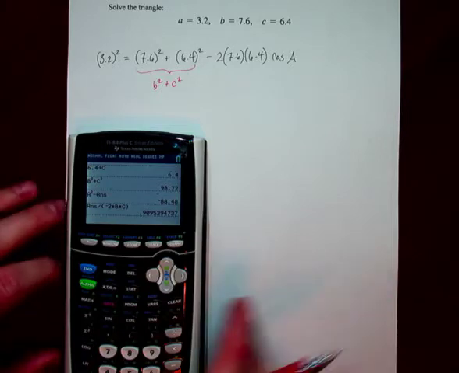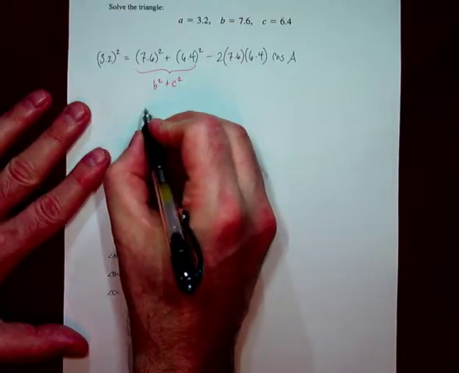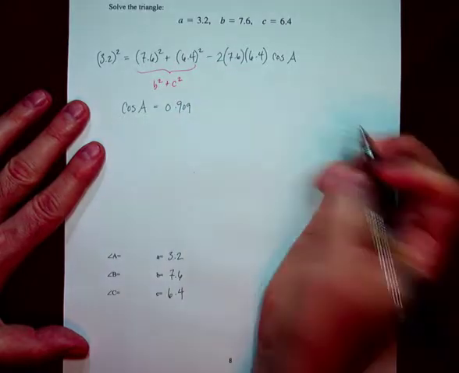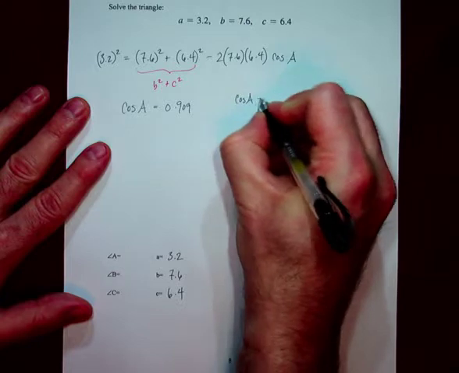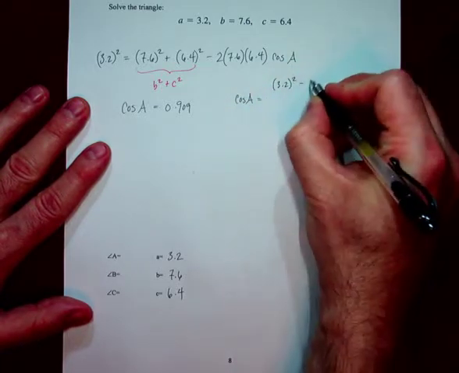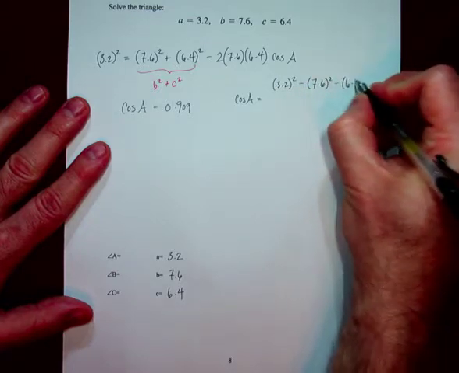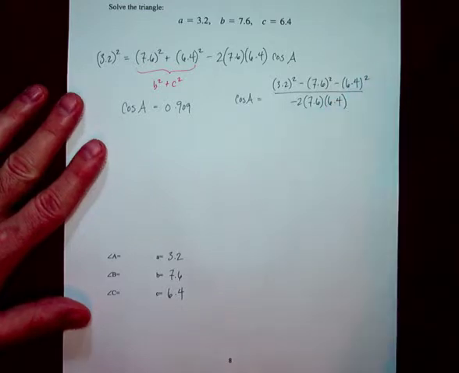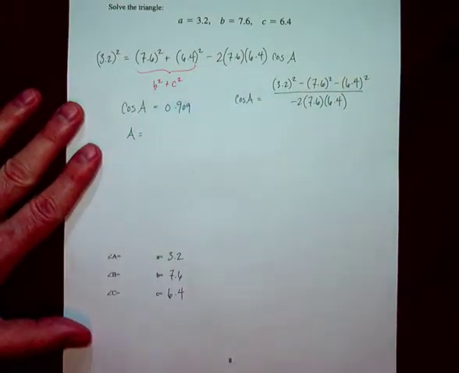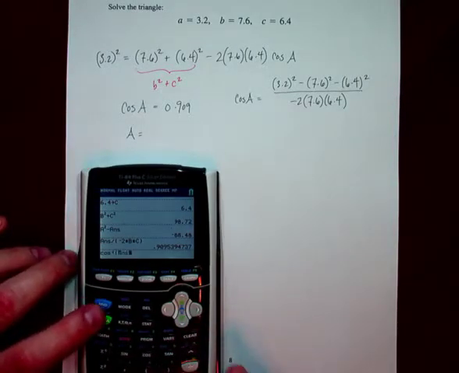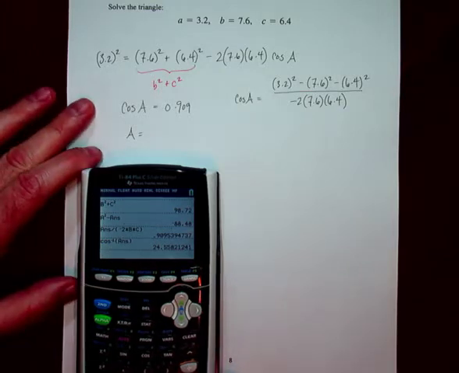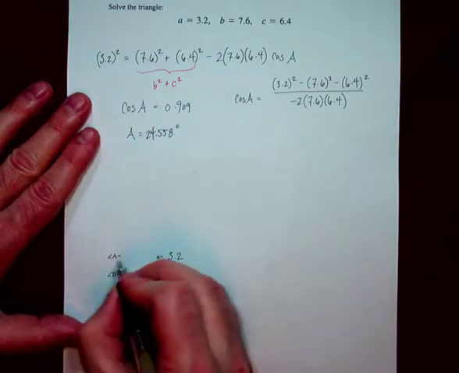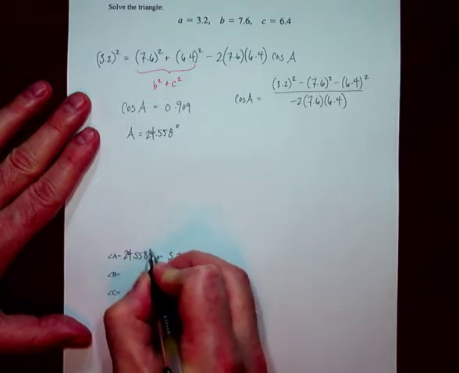And what I get is 0.909. Now that's important because that is what is going to be equal to cosine A, 0.909. And if you don't believe me, just do cosine A is equal to 3.2 squared minus 7.6 squared minus 6.4 squared, all of that over -2 times 7.6 times 6.4, and plug that into your calculator, you're going to get the same thing. So we need to take the arc cosine of that ratio, and we get an angle measurement of 24.558 degrees.